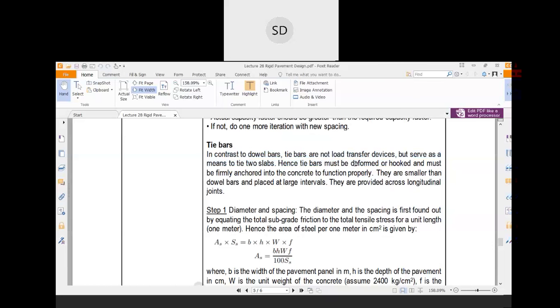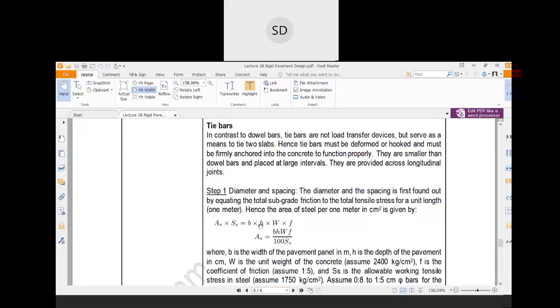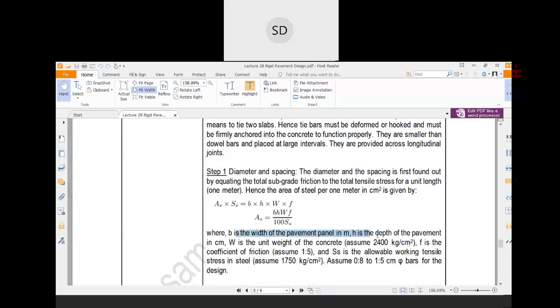So there are different design considerations. The first one is diameter and spacing. The diameter and the spacing are first found out by equating the total frictional resistance with the total tensile stress for a unit length. Hence the area of steel per 1 meter, in centimeter square, is given by As into Ss equal to B into H into W into F, that is breadth into height into unit weight of the slab into coefficient of friction. Where B is the width of the pavement panel in meter, H is the depth of the pavement in centimeter, W is the unit weight of the concrete assumed as per IRC, that is 2400 kg per cubic meter. F is the coefficient of friction and it is assumed as 1.5, and Ss is the allowable working tensile stress in steel and it is assumed as 1750 kg per centimeter square. Assume 0.8 to 1.5 centimeter diameter of tie bars for the design.